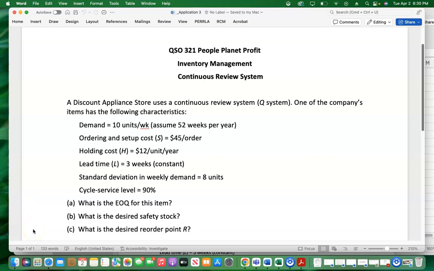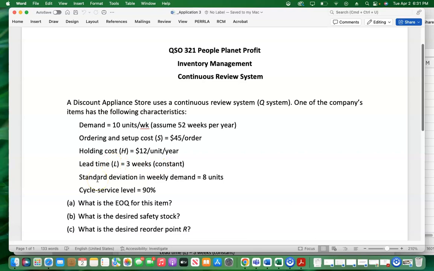The problem says a discount appliance store uses a continuous review system, or Q system, and one of the company's items has the following characteristics. It has regular demand of 10 units per week. We can assume 52 weeks per year. The ordering cost, or setup cost, is $45 per order, and holding cost is $12 per unit per year. We are given lead time, which is 3 weeks, and this is constant.